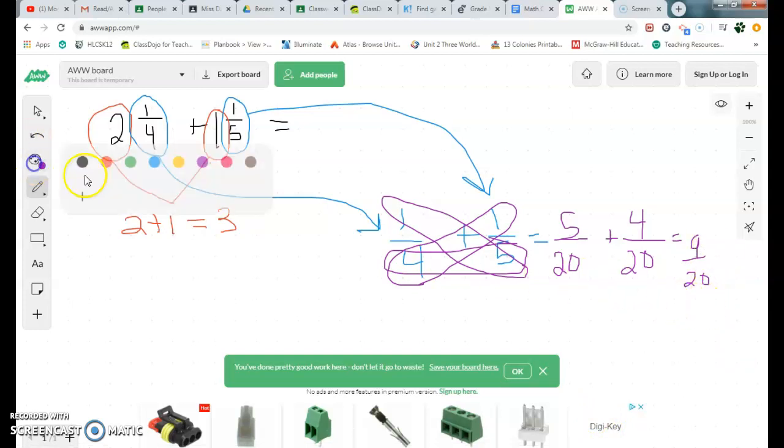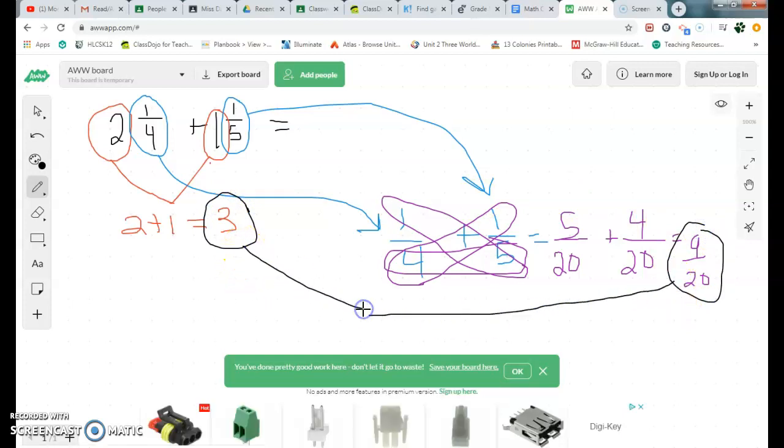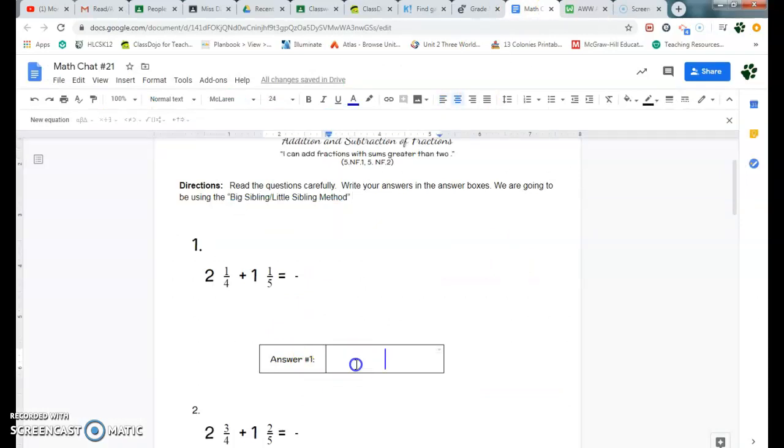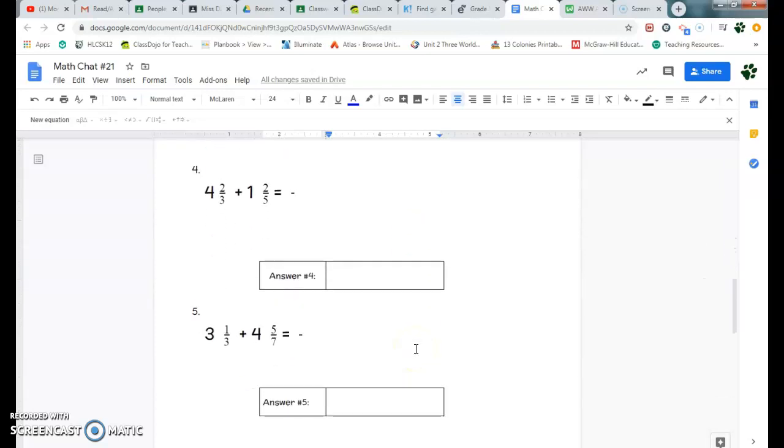I am not done yet. I need to bring my big sibling now and my little sibling back together. So if I bring them back together and I have 3 9/20, my answer is just going to be 3 9/20. Okay, so I'm going to put that in for an answer right here, 3 9/20. Okay, I'm going to put the word "and" in there so it's a little easier to read in between the fraction and the whole number. It's just easier for me to see it when I'm going through and reviewing your work. But I do want to do another problem.